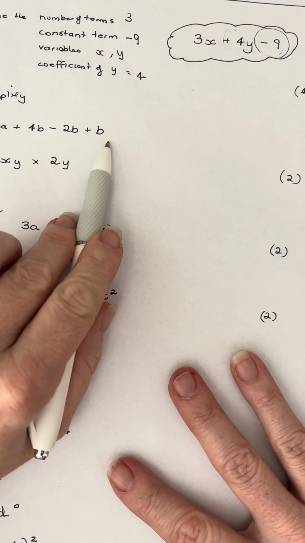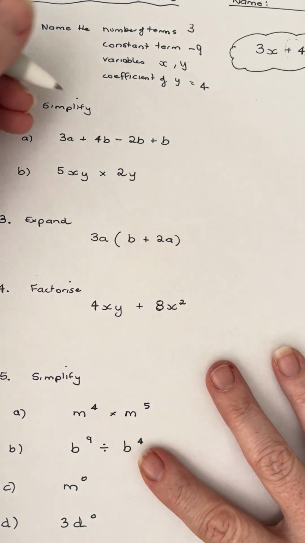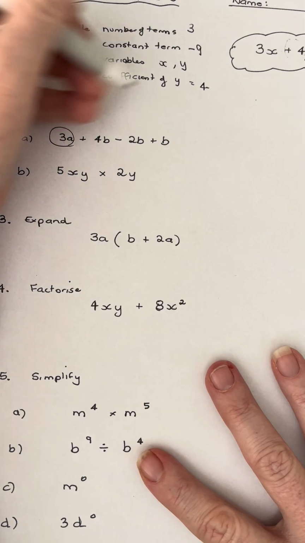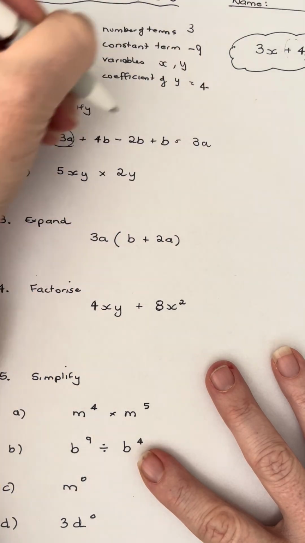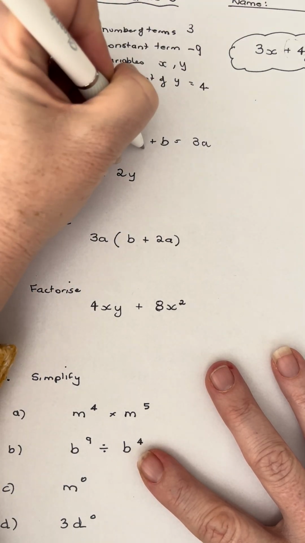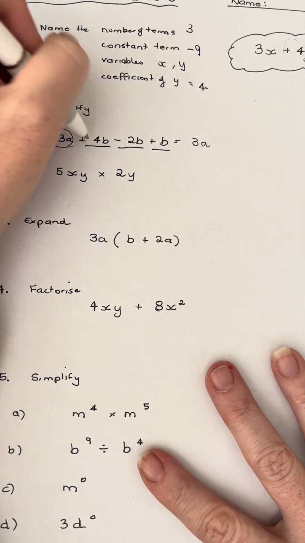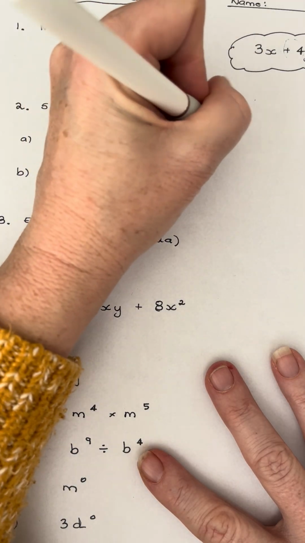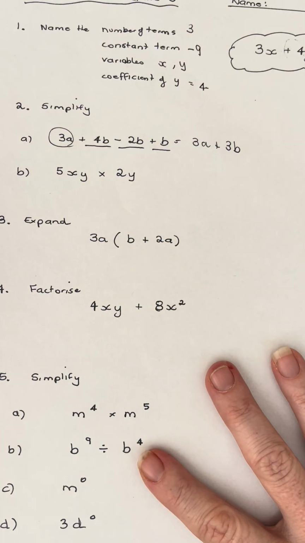Here we're simplifying, so we want to look for like terms. So we have 3a, and we don't have any other a's, so we're going to write 3a here. Then we've got plus 4b, take 2b, and plus b. Now 4b take 2b is going to give us 2b. When we add a b, that becomes 3b.